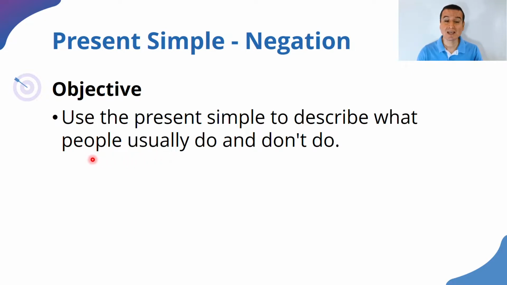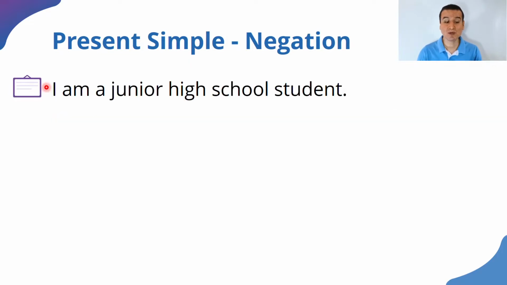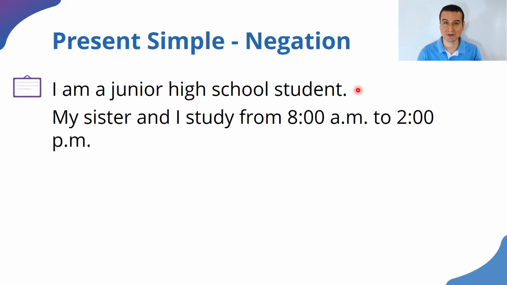All right? Let's remember some affirmative statements that we can produce using the present simple. For example, this one, the first one, is a sentence that uses the verb be. I am a junior high school student. So I am, that is the conjugation of be in the present simple. All right? When we have some verbs that are not the verb be, we have to pay attention to whether we have to add the s or not to the verb.